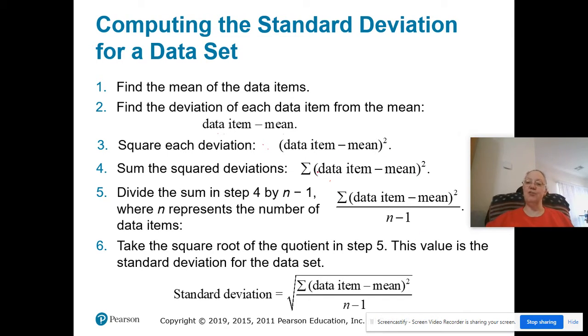But because we squared stuff, we have to unsquare it, meaning we have to take the square root, okay? So this will give us the average distance away from the mean for each data item. And what that means is it gives us an idea of how spread out our data items are. Are they really super close together? We would have a standard deviation of a very small number, or are they really far apart? We would have a very large standard deviation.